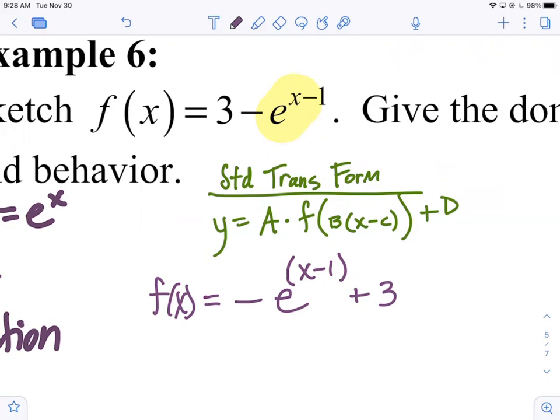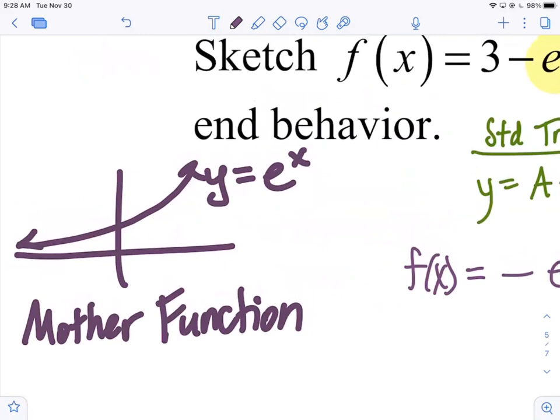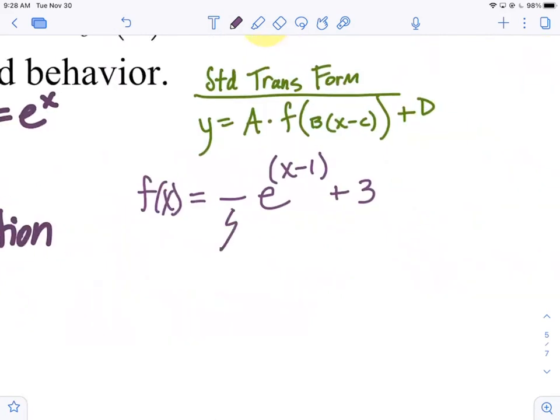So what would our a value be? The benefit of doing it this way is, remember, we can just do it in alphabetical order from left to right, which takes care of your Please Excuse My Dear Aunt Sally rules, multiplication before addition, subtraction. What's your a value? -1. So what does that do to this parent function over here? Let's label it. This right here is an x-axis reflection.